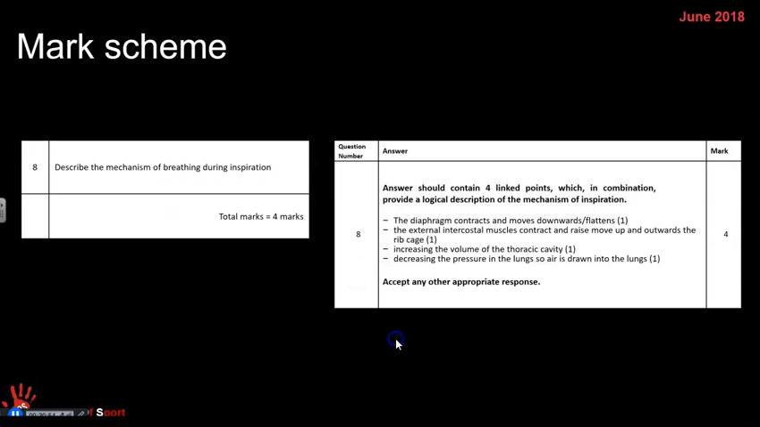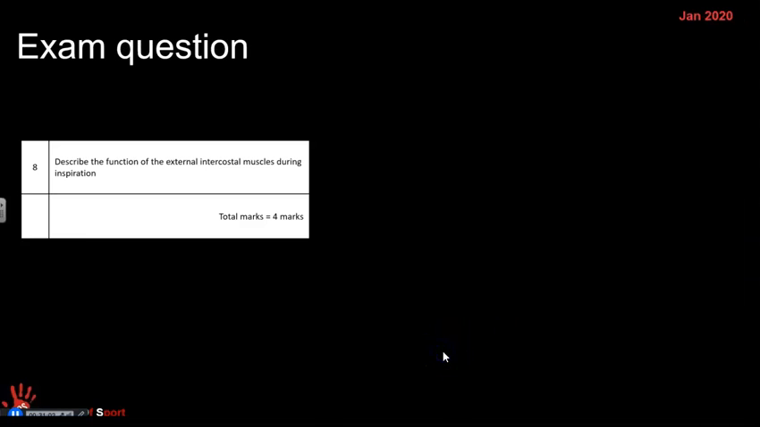Another question might be, describe the mechanism of breathing during inspiration. So again, it tells you it just wants inspiration. By that, I would assume it means at rest. It hasn't specified that, but I would always assume it meant at rest. And again, you go through MVPA, and it gives you 4 marks, nice and easy.